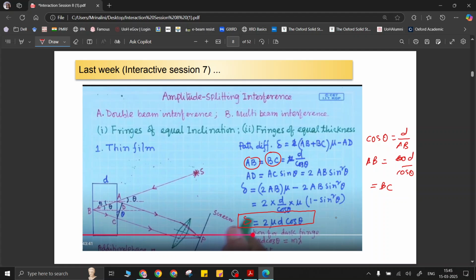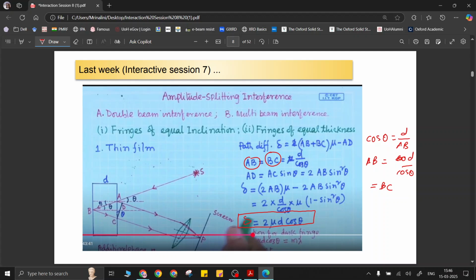Usually you must have seen this condition for a bright fringe, but here, since a path difference of pi phase extra is getting introduced, the path difference will be lambda by 2, and then the condition will become like this.